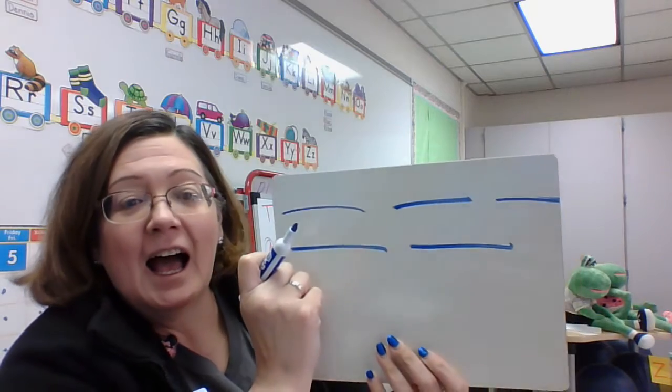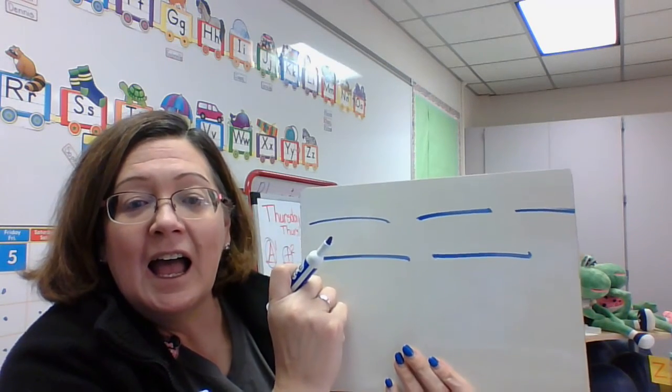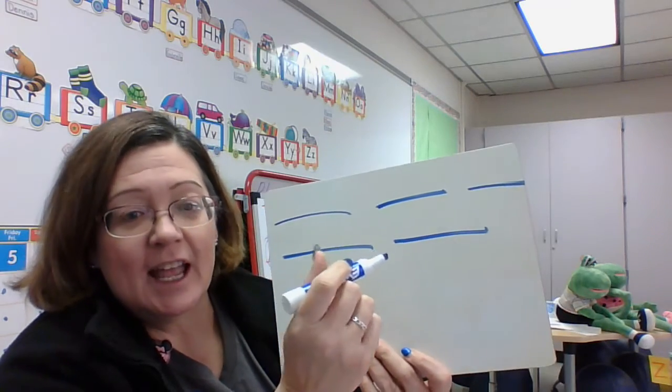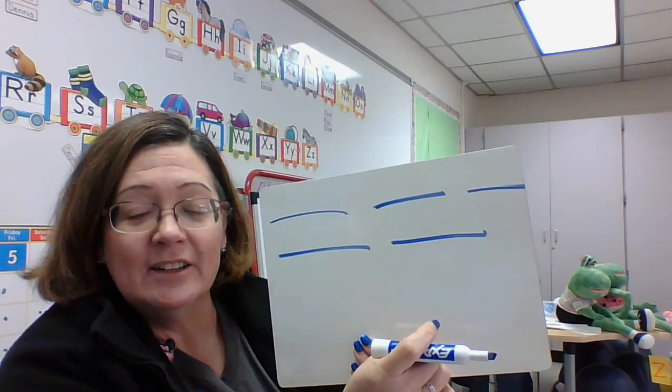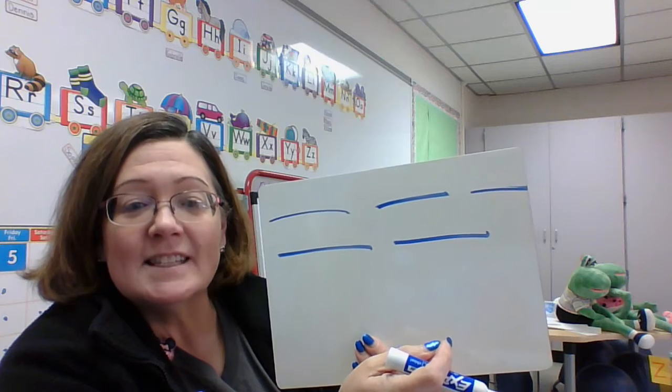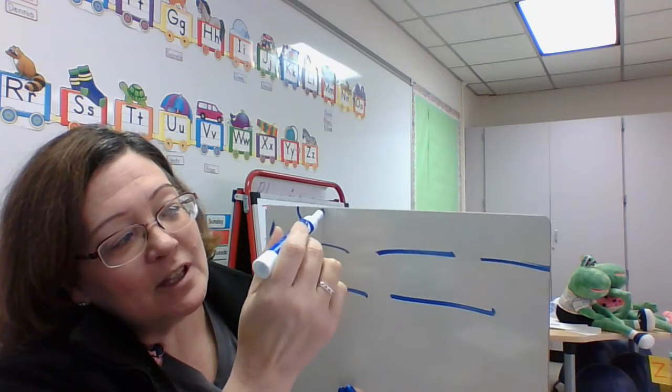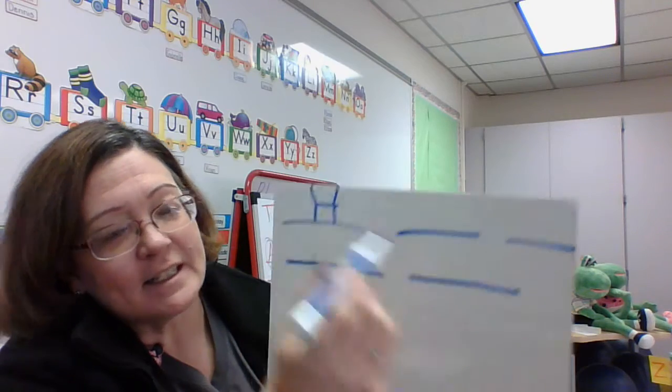First word. What letter makes that sound? H. H says, can you say it with me? H says, good job. Okay, we're going to make a capital H because it's the first word in a sentence.